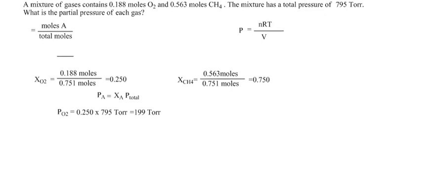I could do the same thing for methane, multiply 0.75 times the total pressure, or I could recognize that the total pressure of the two has to add up to 795. So if the partial pressure from oxygen is 199, then 795 minus 199 gives me 596. If you don't believe that, take the 0.75, multiply it by the total pressure 795, and you're going to get the same number, 596.